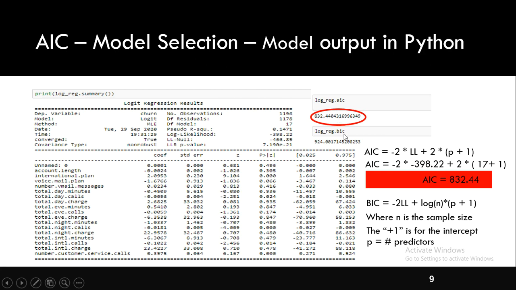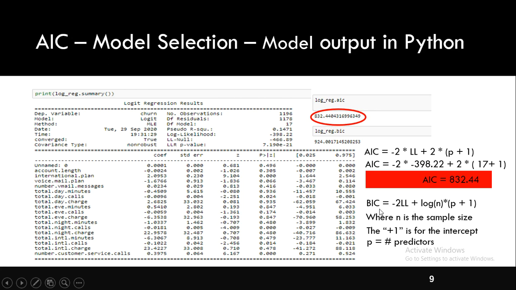Similarly, we have something else called BIC. This is the BIC value. We know the formula for the AIC. If you simply plug in this value, minus 398.22, and the number of predictors here, in this case 17, and plus 1 is the one intercept, we get the AIC value as 832.44. The manually computed AIC value is similar to the model computed AIC value.